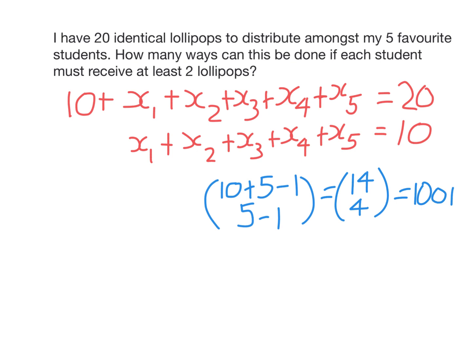So again, each of the different ways could be like the first 4 receive 2 lollipops each, and this person receives 12 or whatever.